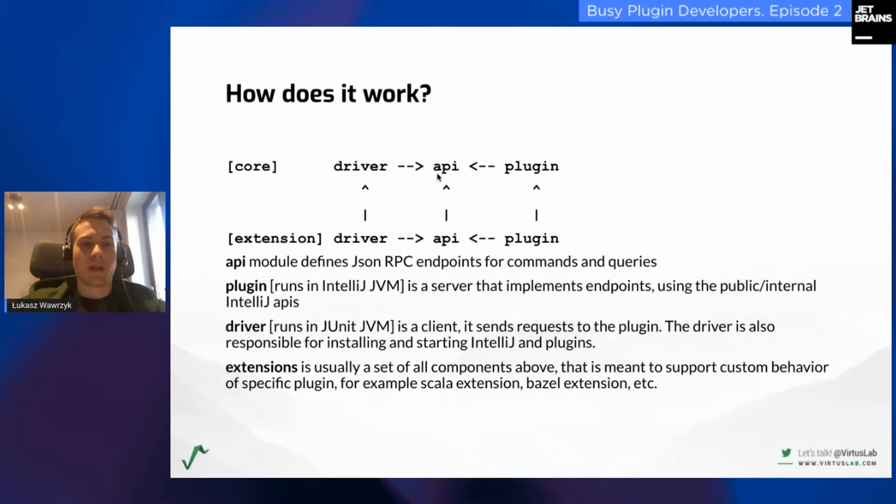And we also have extensions in this architecture. Each extension looks similar to the core, so it also has API, driver, and plugin. And it has custom endpoints. Like if you want to create an extension for your plugin, let's say for a Scala plugin, you would need to create a Scala extension, and then in your plugin, you depend on the Scala plugin and you can call its APIs. So this is how it works in short.